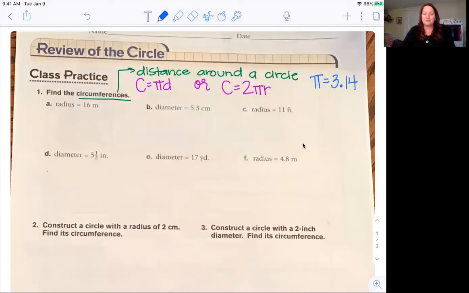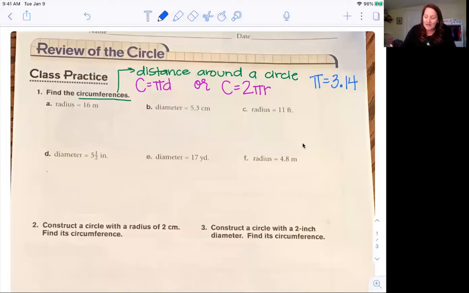Okay, so if they give us the diameter, we're going to use C equals pi d. And if they give us the radius, we're going to use C equals 2 pi r, which we will today. So let's go ahead and start.